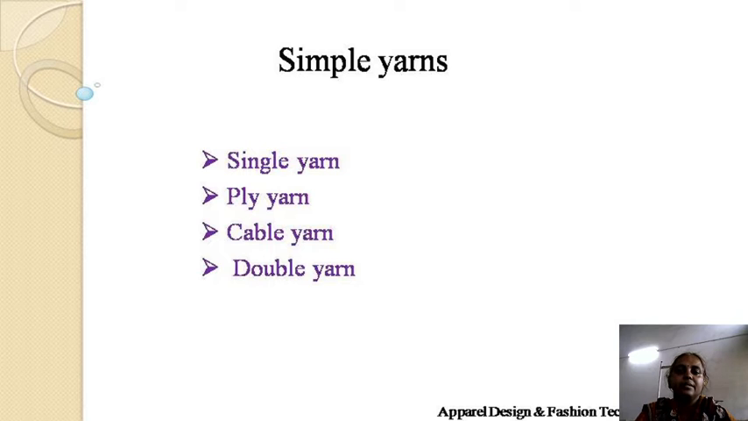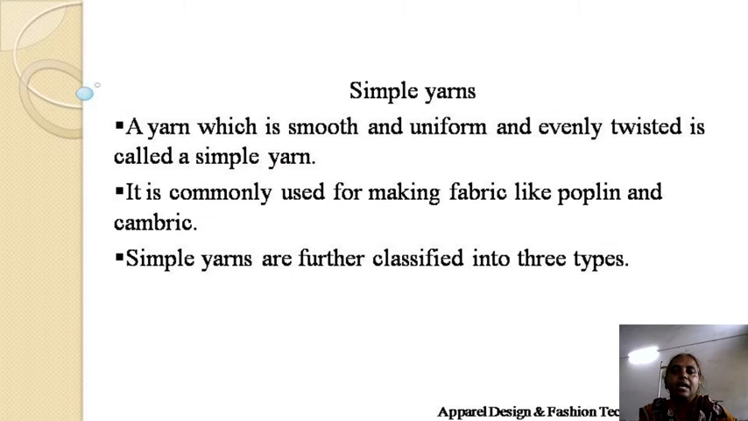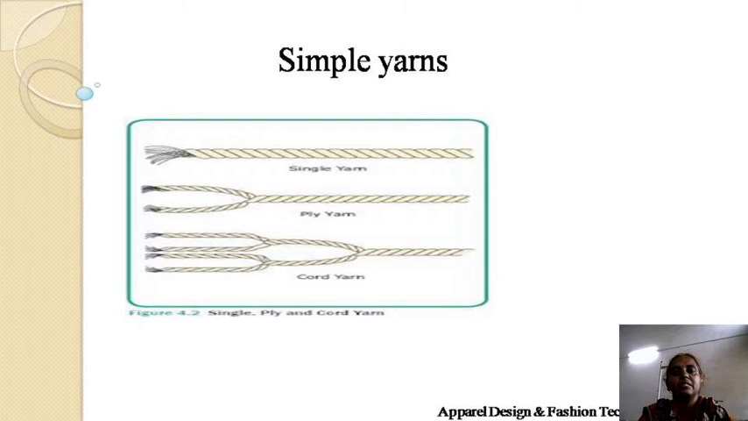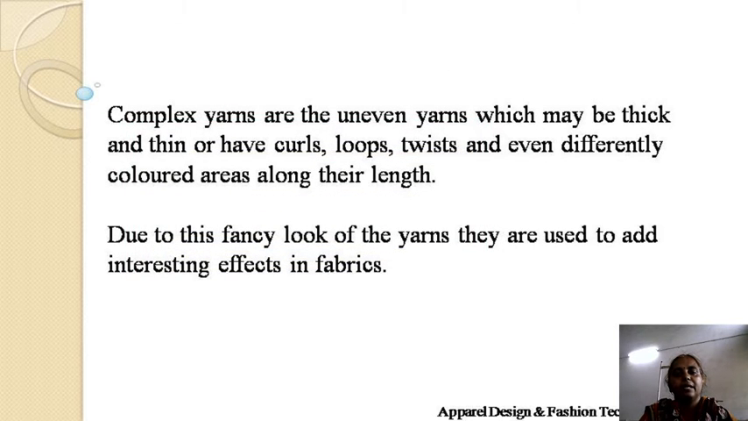Simple yarns. Under simple yarns, four groups, as you know: the single, ply, cable, and the double yarn. What are the simple yarns then? A yarn which is smooth, uniform and evenly twisted throughout its length is called a simple yarn. It is commonly used for making fabrics like poplin and cambric. Simple yarns are further classified into four groups: single yarn, ply yarn, cable yarn, and the double yarn. These are the diagrams of the simple yarns: ply yarn, cable, and the single yarn.